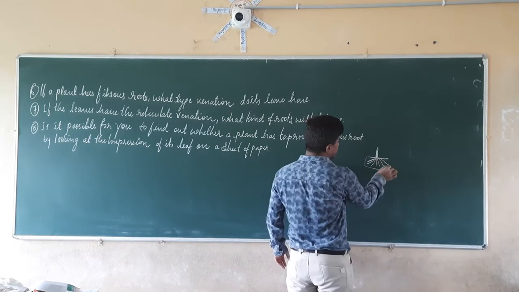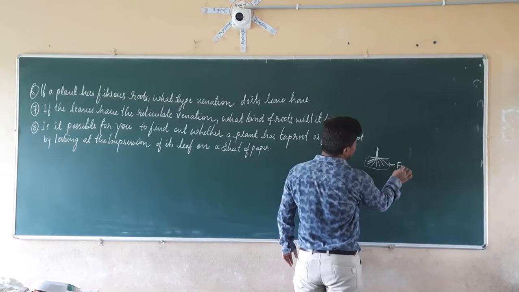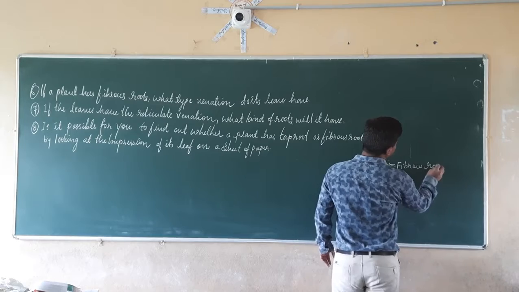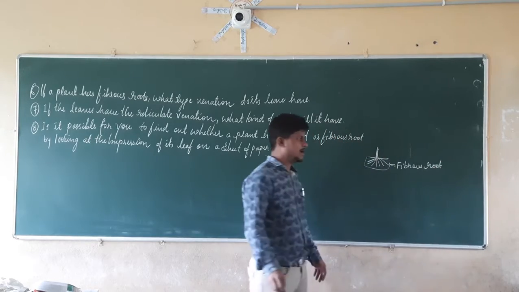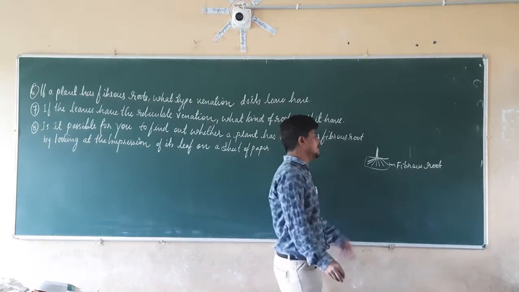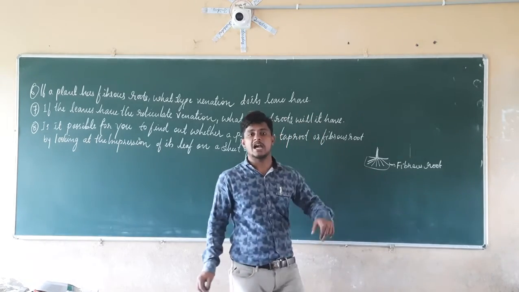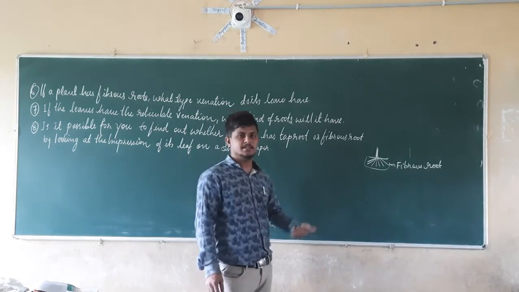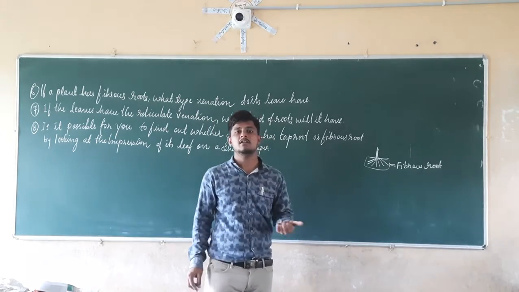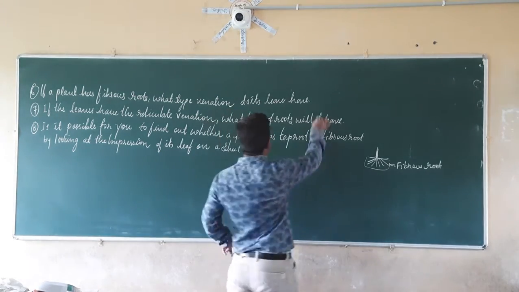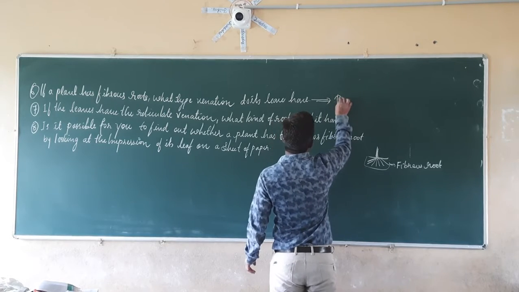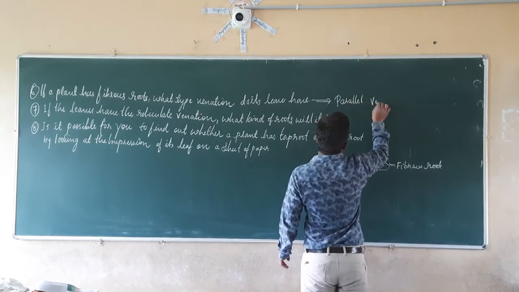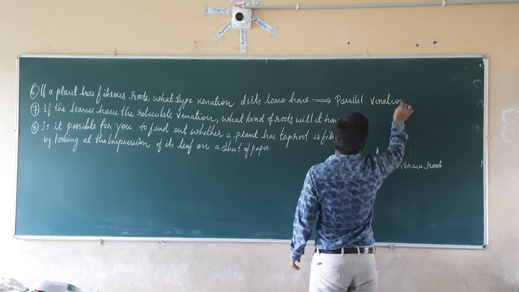So if you check this pattern, these are nothing but what? These are the fibrous roots. So we know that the plant has the fibrous root. That means that plant is going to have a parallel venation. The leaves venation is nothing but what? Here it is going to have a parallel venation. These leaves are going to have parallel venation.